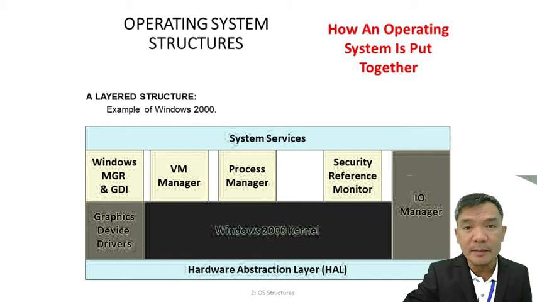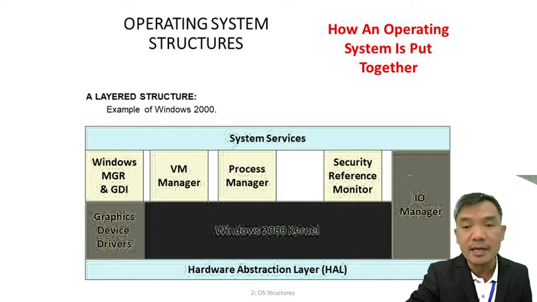An example of an operating system that used the layered structure is Windows 2000. If you look at this one, although we described earlier that it's a layered structure, you can see that there is a hardware abstraction layer and a system services layer, and it looks like a monolithic structure, but somehow there are some parts that are layered and other parts that are not.